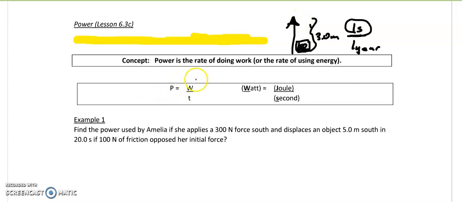Okay, so simple formula, power is equal to work divided by time, and the unit we use for power is the watt, which is 1 joule per second, joule being work, and seconds being the standard unit for time.